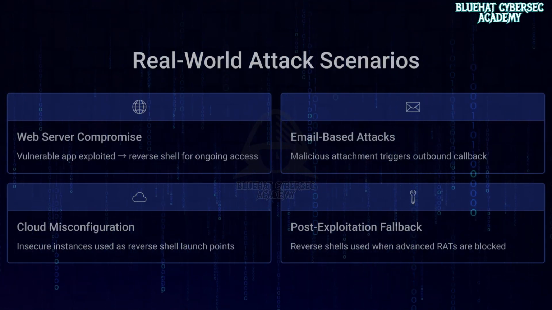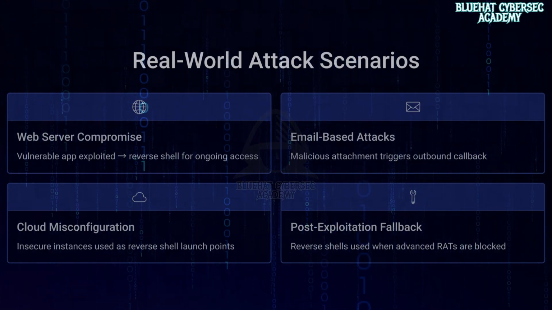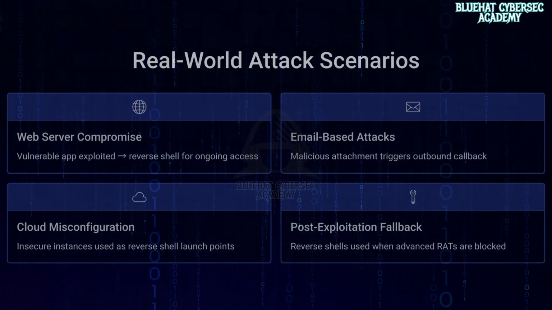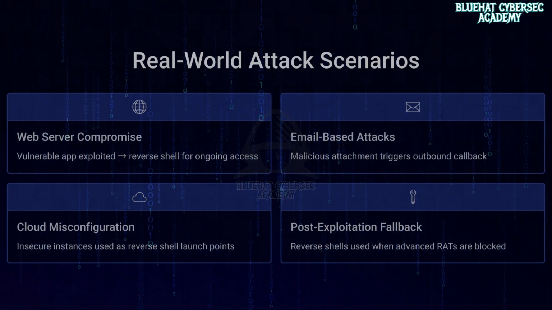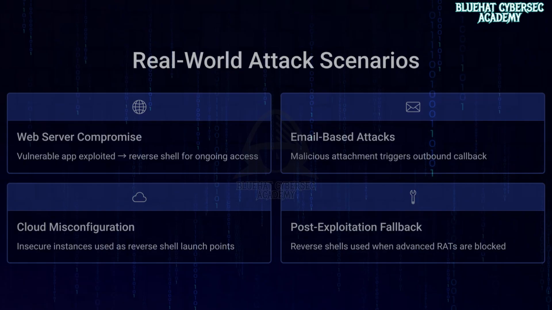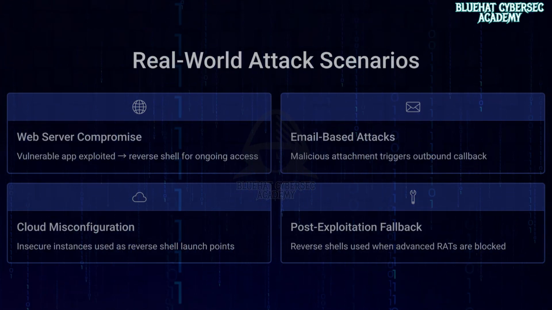In real-world attacks, reverse shells rarely appear alone. They are usually part of a larger chain of compromise. For example, in a web server compromise scenario, a vulnerable web application is exploited and attackers execute commands on the server. A reverse shell then provides ongoing access.